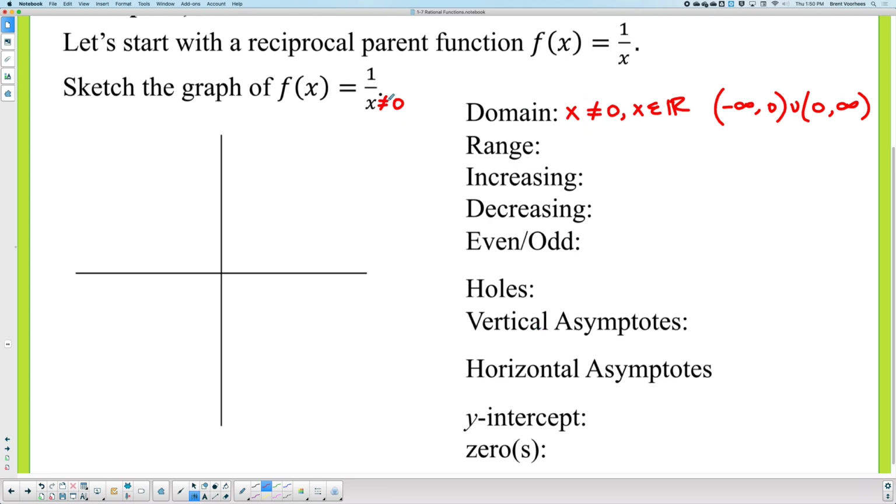Here's the rule. If that x in the denominator can be canceled out, that factor can be canceled out in the numerator, it becomes a hole because you can remove it. If it cannot be canceled, it's a vertical asymptote. Does this x cancel with anything in the numerator? Can it be simplified? Can it be removed? No, there's nothing to cancel. So we will not have a hole, because nothing canceled, but we will have a vertical asymptote at x equals 0.